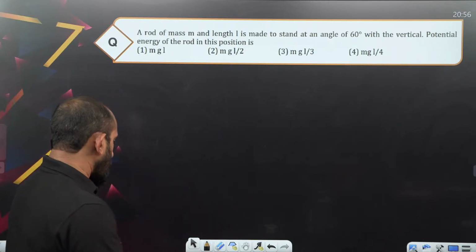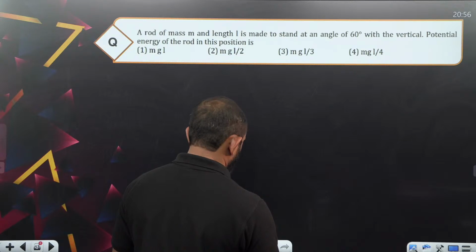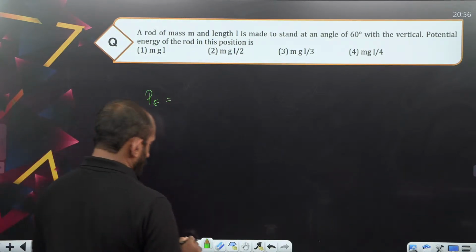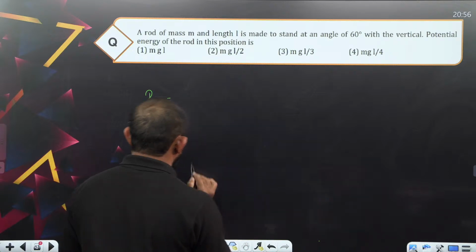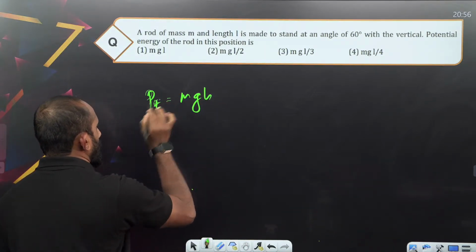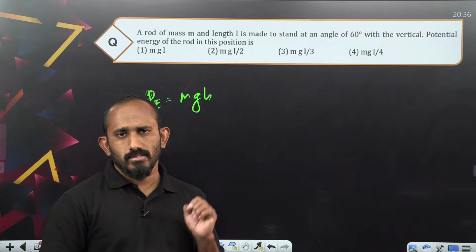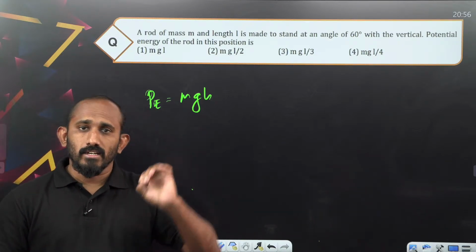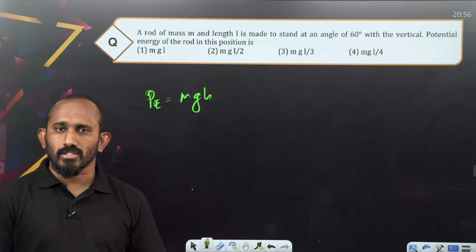We know the potential energy equation: PE is equal to mgh, the most basic equation of PE. m is the mass, g is the acceleration due to gravity, h is the height of the center of mass from the ground. So we can use the mgh equation.